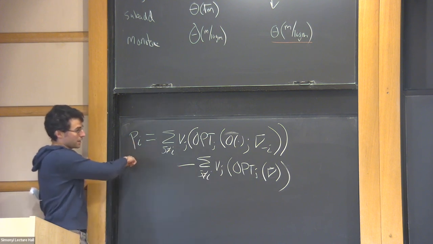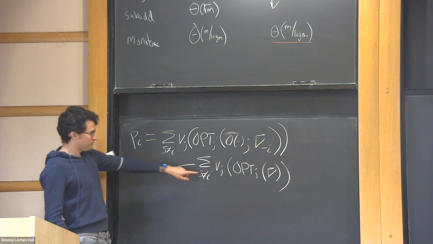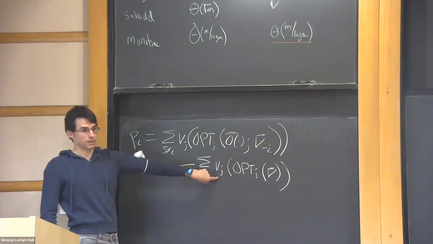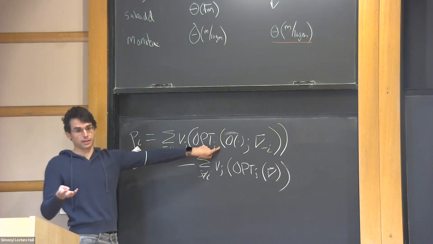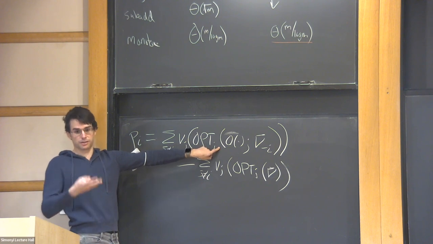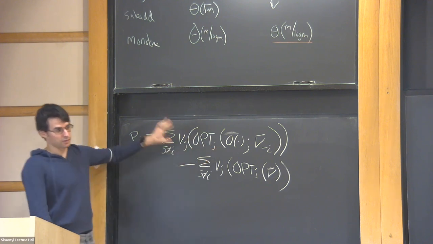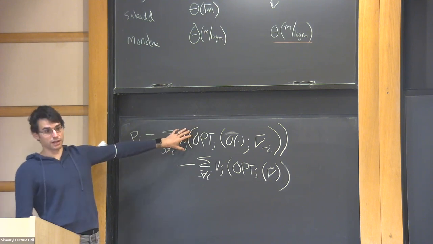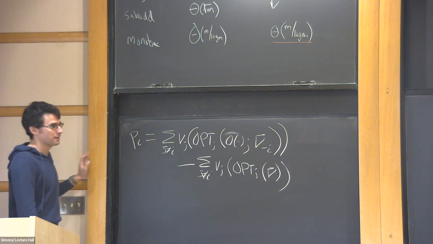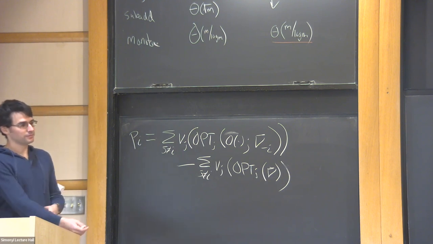If you are the highest bidder, then this term is zero because everyone else gets nothing, because you get the item. This term is equal to who would have gotten the item if you were not in the picture. That's the highest bidder besides you, which is the second highest price because you're the highest. Okay, so this is VCG, and this is how it specializes to the second price auction.